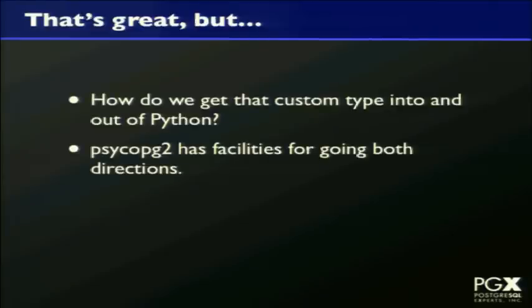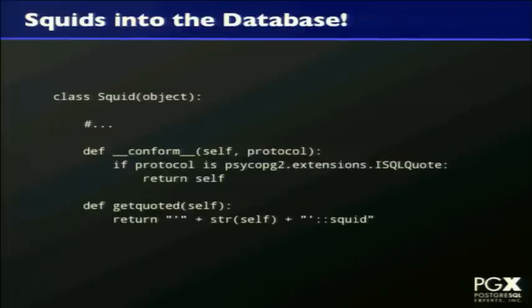Psycopg2 has perfectly good, neat facilities for going both directions, in and out. And the good part about it is once you set it up, it just works. There's a little bit of grungy code you have to write, because that's life. But once you set it up, it works really well. So we take our Squid class and we add this conform method, __conform__. You just copy and paste this, and you say the protocol is this, and then you return self, and then you have getquoted.